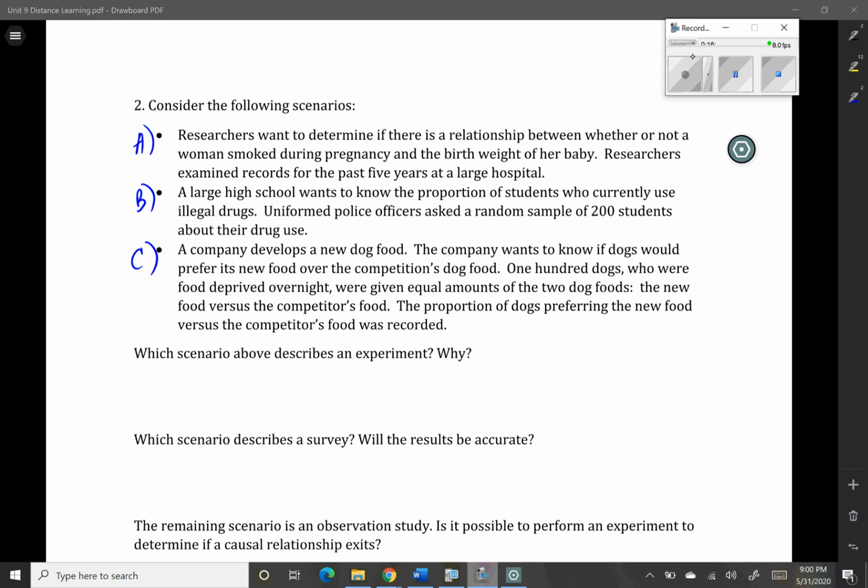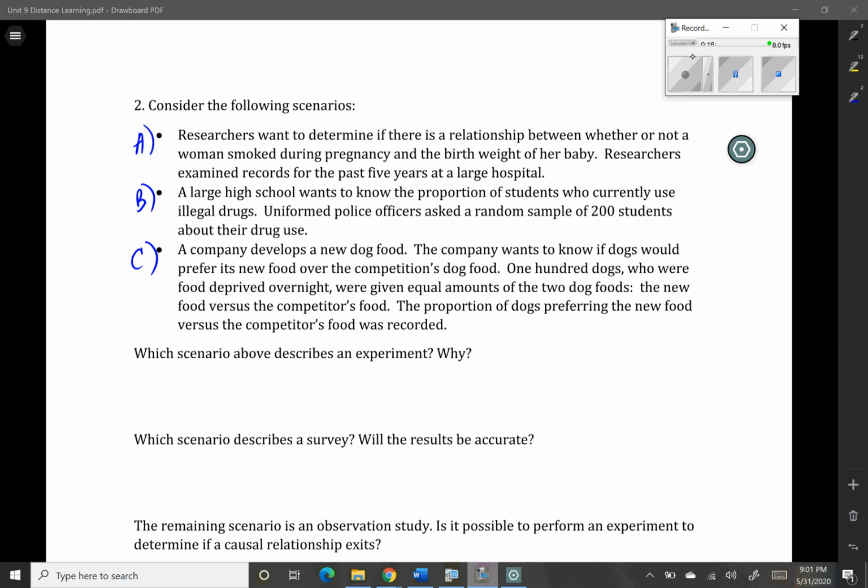All right, so let's see. The scenario that describes an experiment. Hopefully you did not say scenario A. I know it seems like that sounds like an experiment. You want to see if smoking leads to birth weight defects and things like that. But if that was an experiment, you would have to actually force women who are pregnant to smoke cigarettes. That's not what they're saying there. They're observing something in A, but we'll get to that later.